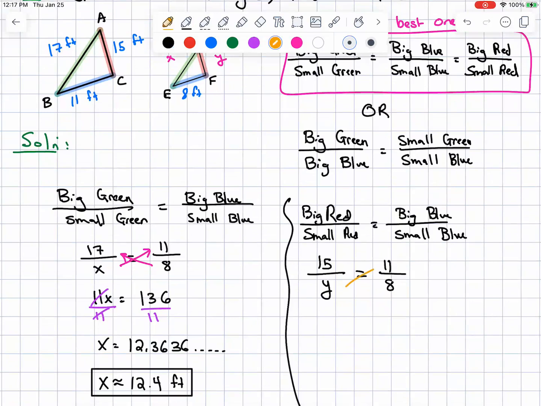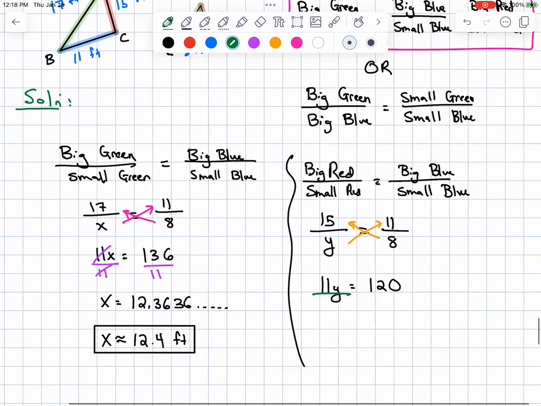Cross multiply again. You get 11y is equal to 80 plus 40, which is 120. And then once again, to solve for y, we're going to divide both sides by 11 to get rid of that 11 on the left-hand side. And get y is equal to 120 divided by 11, which is 10.909.